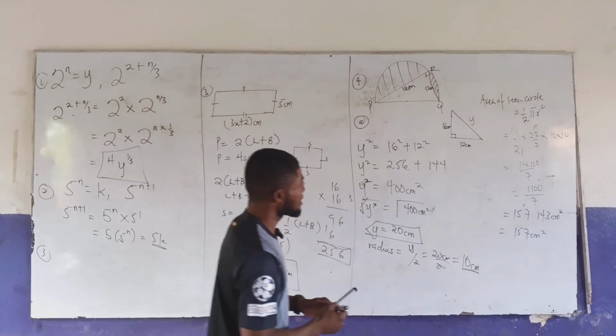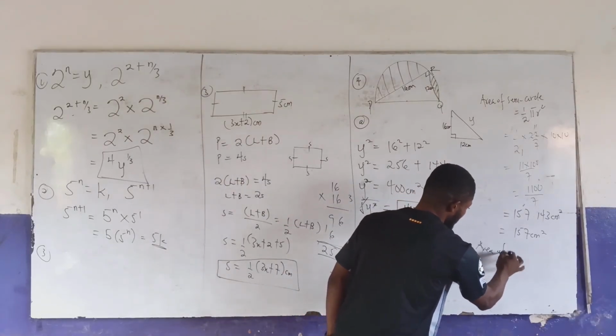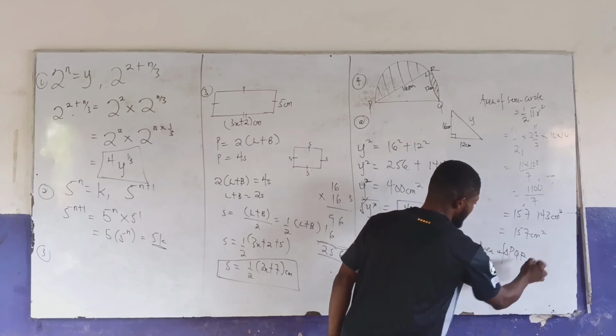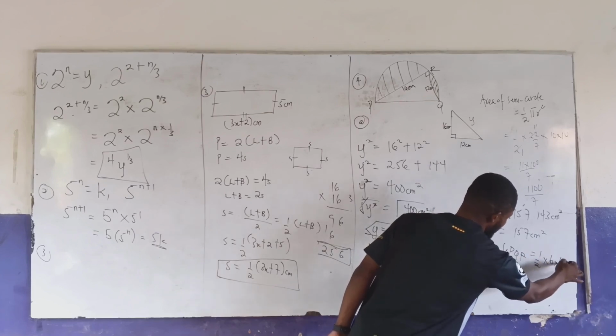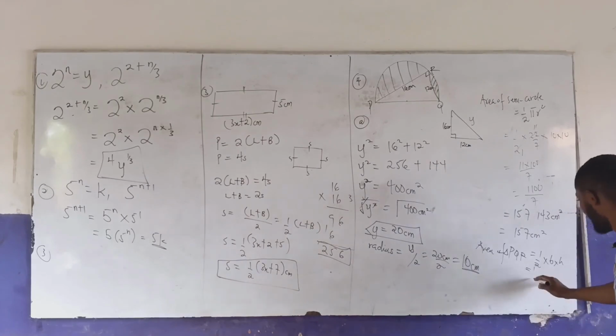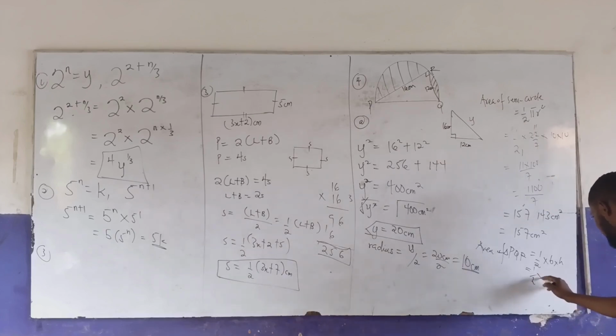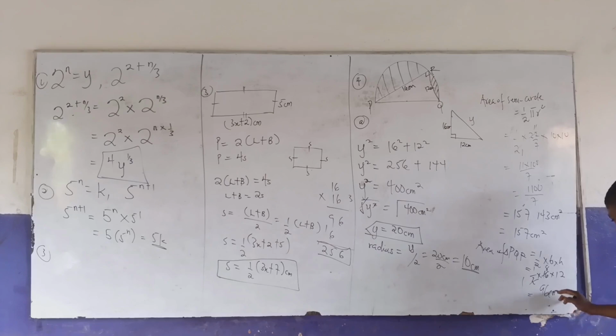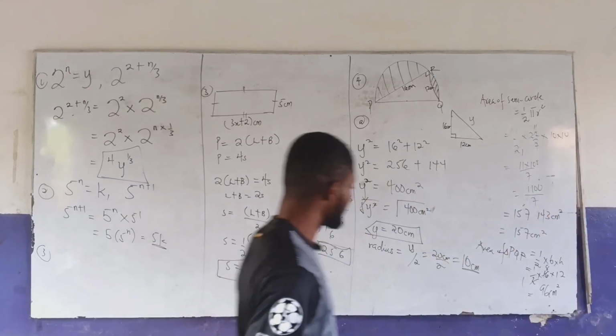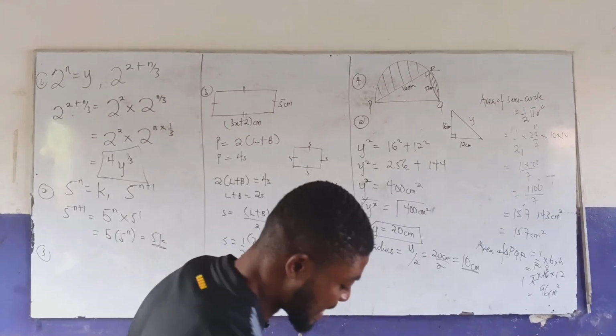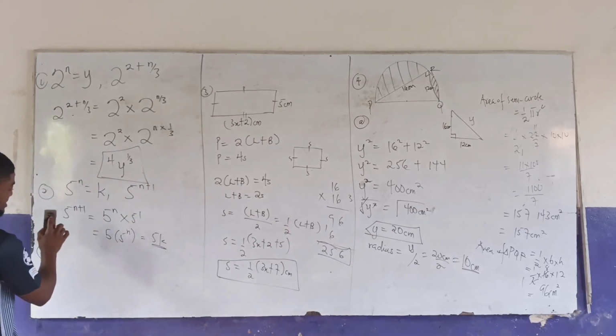Now we take the area of the triangle. Area of the triangle is half base times height. So triangle PQR, one over 2 BH. The base is 12, and our height is 16. So 1 over 2 times 16 times 12. 2 into 16 is 8. 8 times 12 is 96. So 96 cm squared. Now, finding the area of the shaded region now becomes the first one minus the second one.